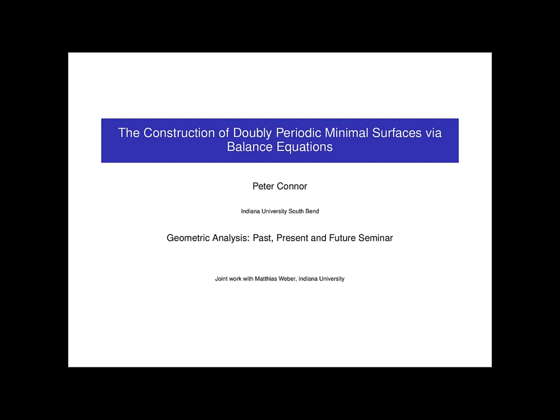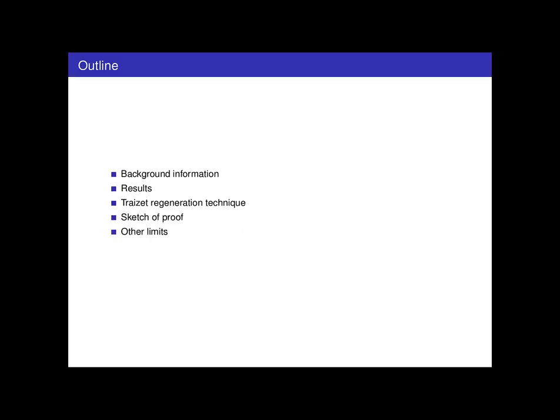We derive the balance equations for the location of the nodes and then exhibit solutions that allow for surfaces of arbitrarily large genus and number of ends in the quotient. So the outline of what I'll be going through: we'll go through some background information for doubly periodic minimal surfaces, discuss our results, the Traizet regeneration technique and how we use it, give a sketch of the proof, and then examine some other possible limits and how we might use the Traizet regeneration technique to prove the existence of some surfaces near some other types of limits as an end-to-end construction.